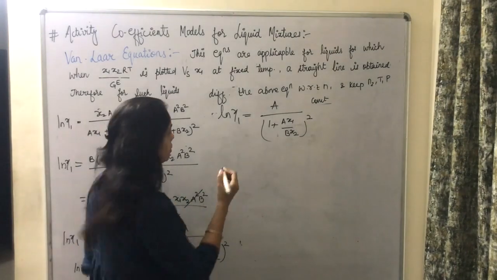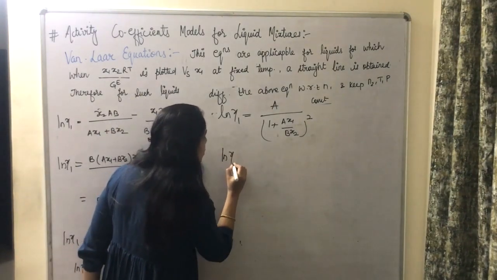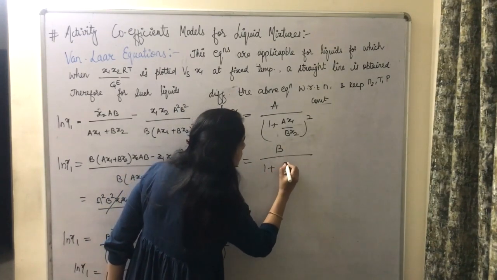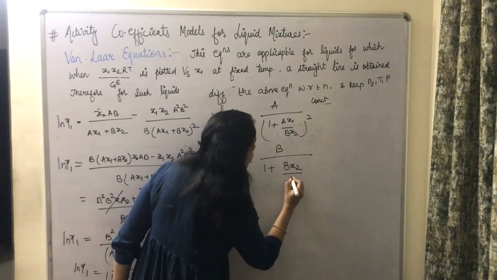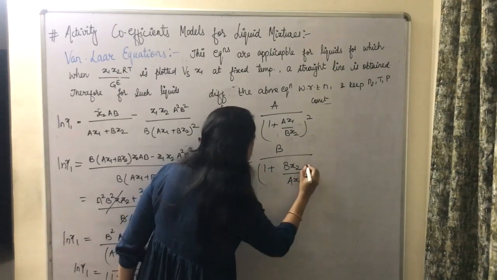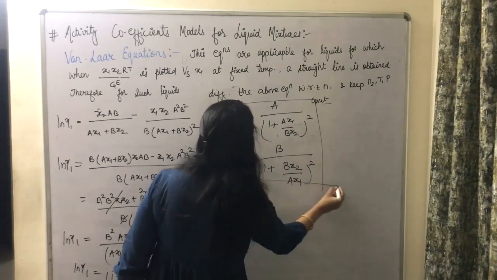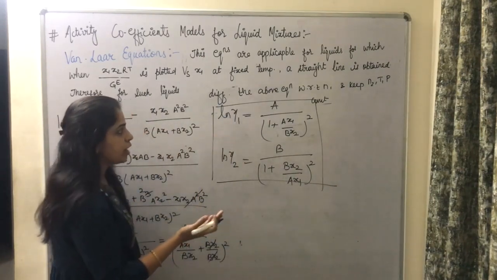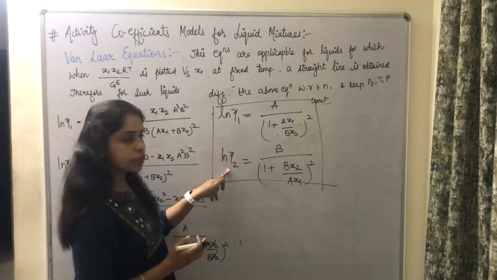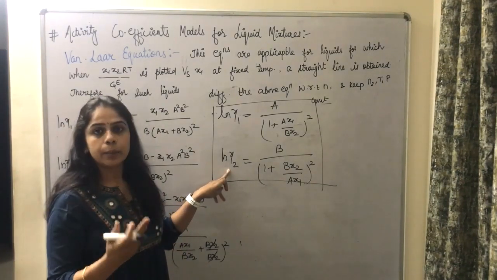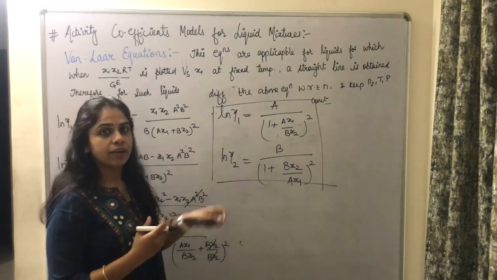Similarly, you can write for component 2. So it will be ln gamma 2 equals b upon (1 plus b x2 upon a x1) whole square. So these are the two relations. For the first one, we differentiate with respect to n1, and for this equation you need to differentiate with respect to n2 while keeping temperature, pressure and n1 constant.